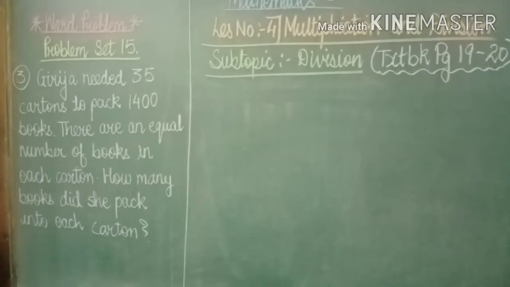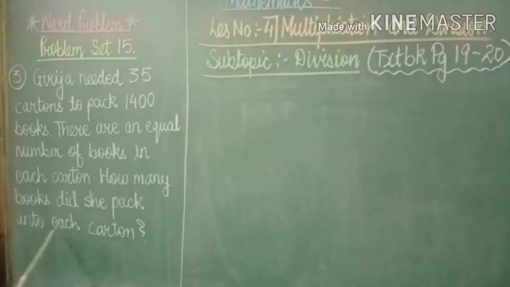Okay students, see this third sum which I have written on the blackboard. Word problem, problem set number 15, third sum. Girija needed 35 cartons to pack 1400 books. There are an equal number of books in each carton. How many books did she pack into each carton? Girija needed to know how many books she had packed in each carton. So we have to divide 1400 by 35.